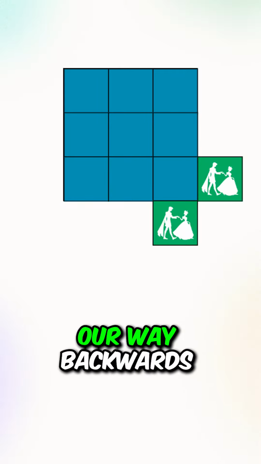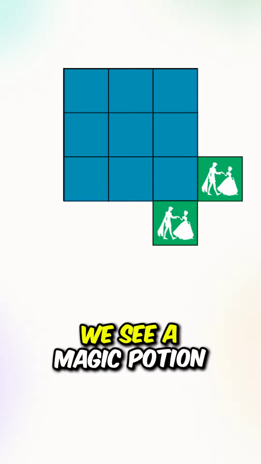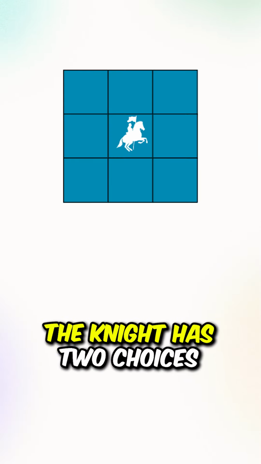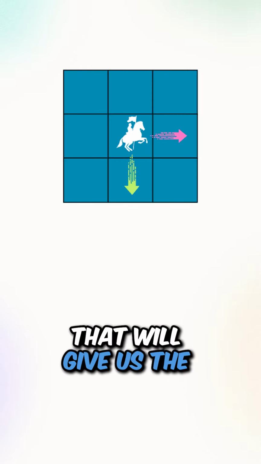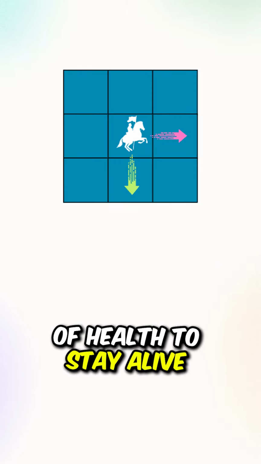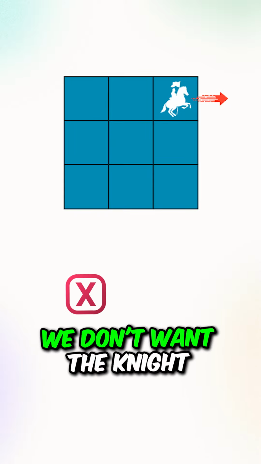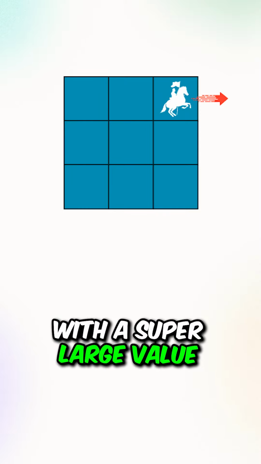That means we can work our way backwards. Every single time we see a demon, we gain HP. Every single time we see a magic potion, we lose HP. Now at each of the cells, the knight has 2 choices, moving rightward or moving downward. We want to pick the choice that will give us a smaller amount of health to stay alive. Now a side case that we need to handle is when a cell is out of bounds. We don't want the knight to take this path, and we can represent it with a super large value.